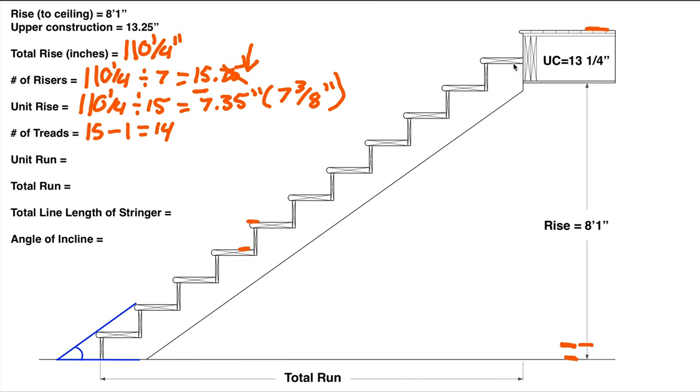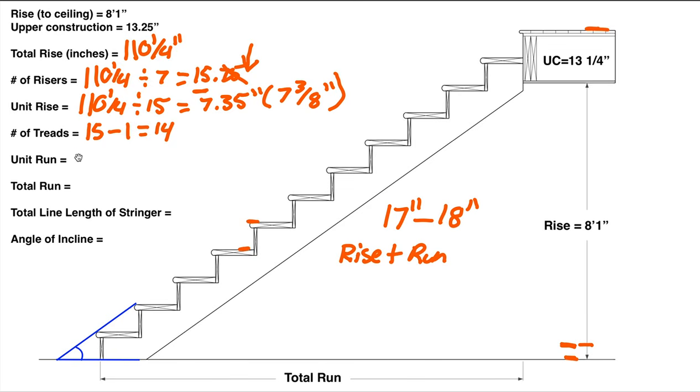Okay, so our unit of run, what we have is our preferred stair formula. So what we're aiming for is somewhere between 17 inches and 18 inches for our rise plus our run. So rise plus run equals between 17 and 18 inches. So for this purpose, we're just going to go, okay, let's pick straight down the middle.